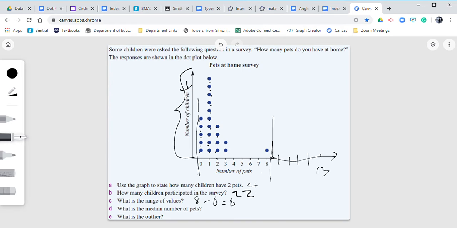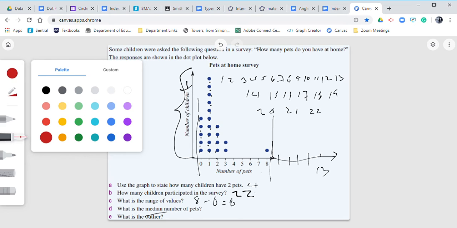What is the median number of pets? Median is the middlemost value. So also start thinking about it this way. 1, 2, 3, 4, 5, 6, 7, 8, 9, 10, 11, 12, 13, 14, 15, 16, 17, 18, 19, 20, 21, 22. If you have 22 values, 22 dots, and I wanted to get the middlemost spot, I think that's about 11 on each side.